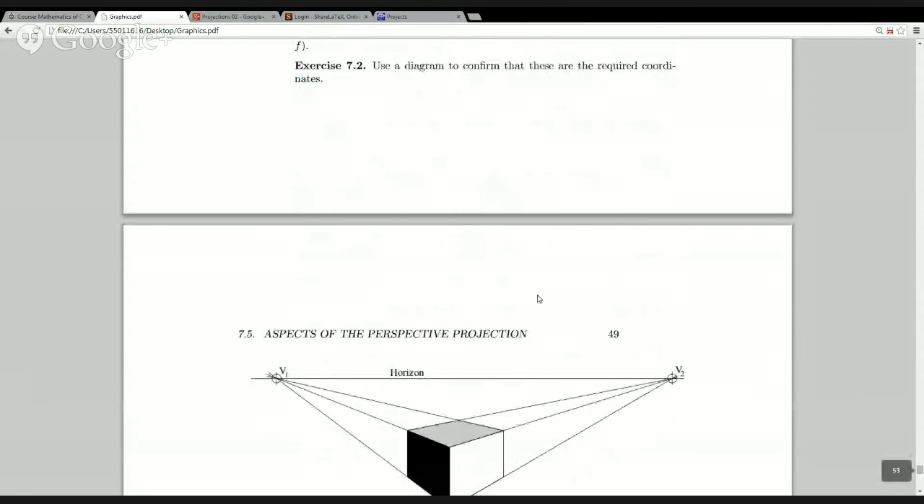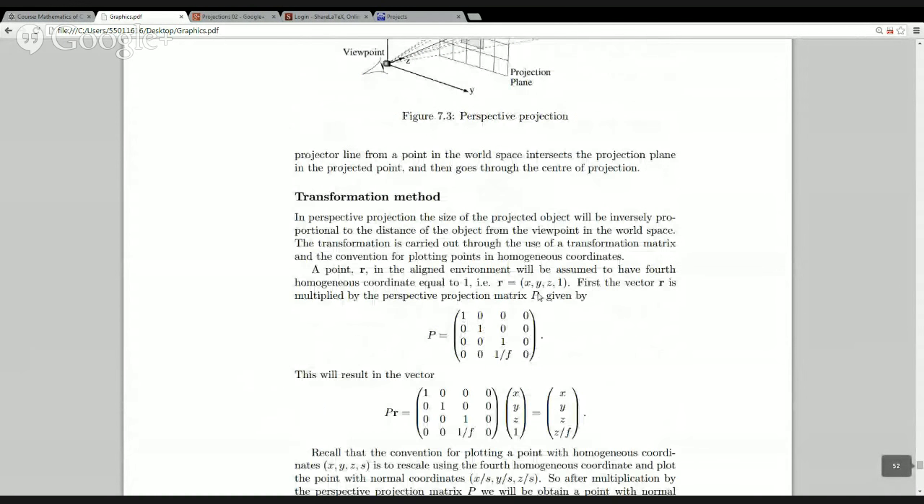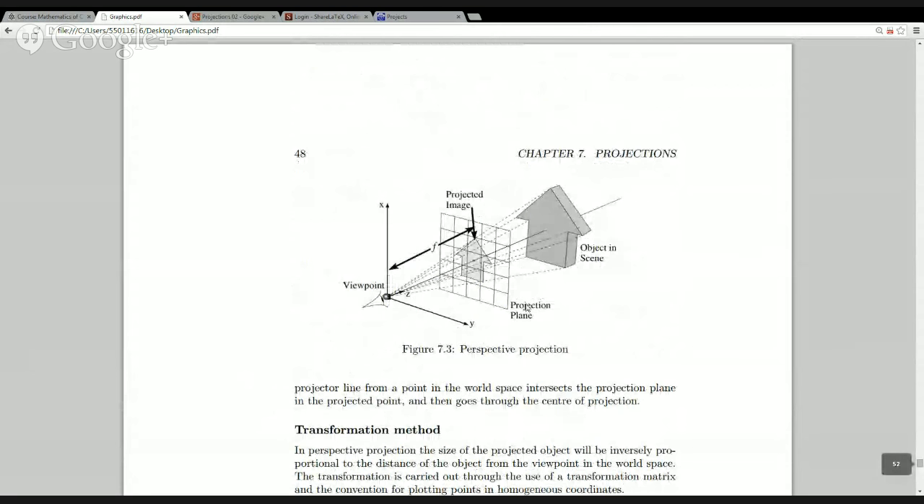So that's how perspective projections are produced. In this way, you can take any point in your aligned world space. The distance f is specified, and the viewpoint is at the origin because it's aligned. Then you just apply that matrix multiplication and interpret the homogeneous coordinates, and that gives you the x and y coordinates.